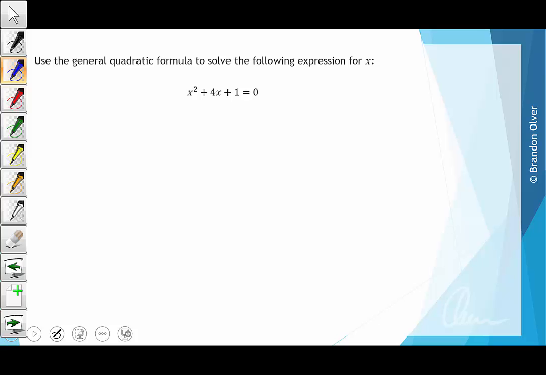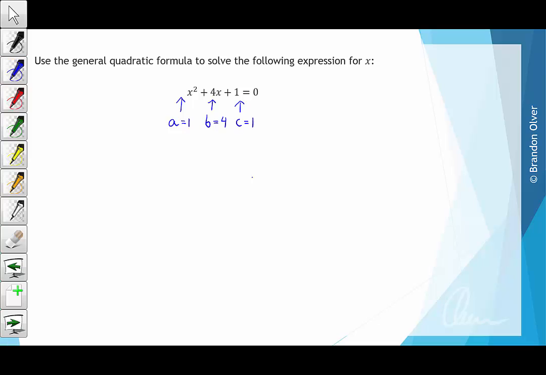In this example, we're going to look at using the general quadratic formula to solve the following quadratic. So x squared plus 4x plus 1 is equal to 0. So the first thing we need to do is work out what the values of each of the coefficients are in the general quadratic equation. So in this case, a is equal to 1, b is equal to 4, and c is also equal to 1.